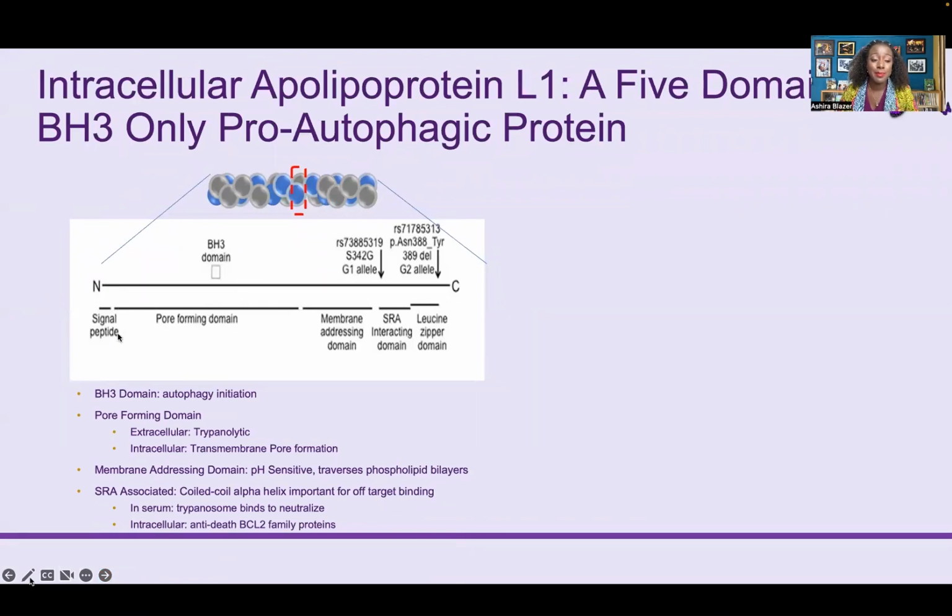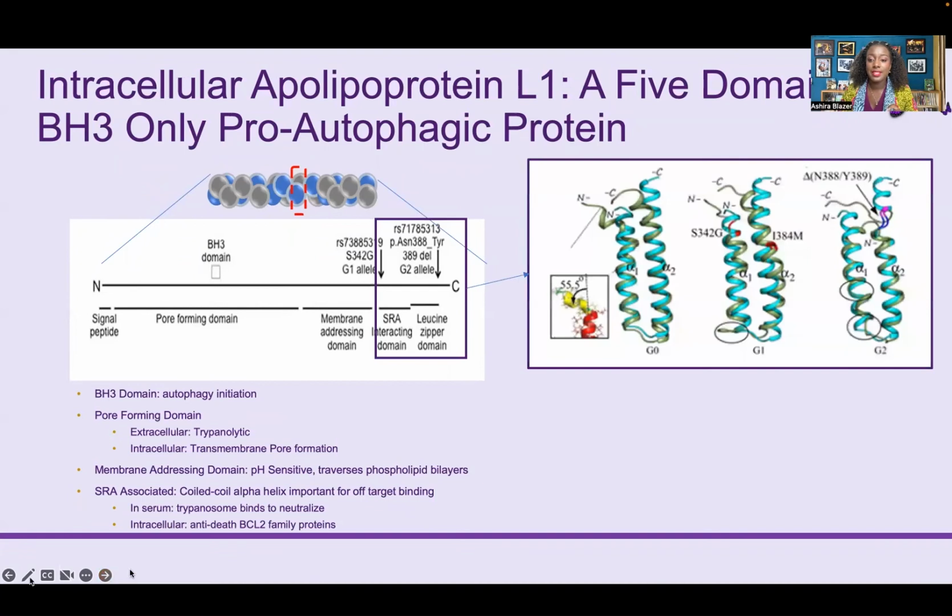Now, when looking at this protein, you've got multiple domains. So you've got this signaling peptide, also secretory peptide, which is cleaved in most cells. You've got the pore-forming domain, which traverses phospholipid bilayers by way of this membrane addressing domain. Now, within the pore-forming domain, there's this BH3 domain, which allows APOL1 to participate in autophagy, which is a cellular maintenance process. You've got this SRA domain, or the serum resistance associated, which is where these variants lie.